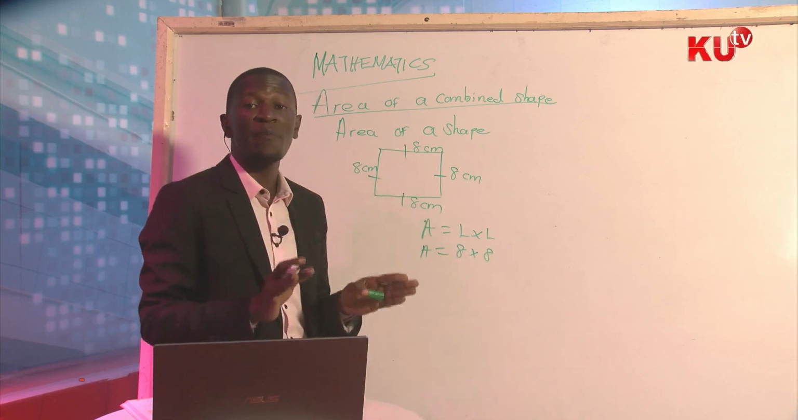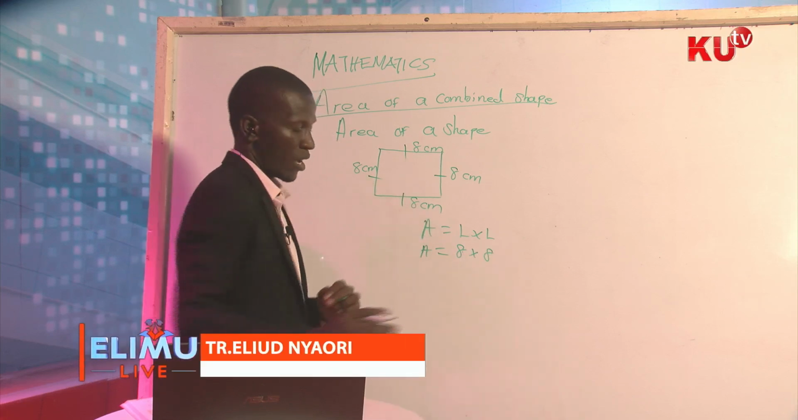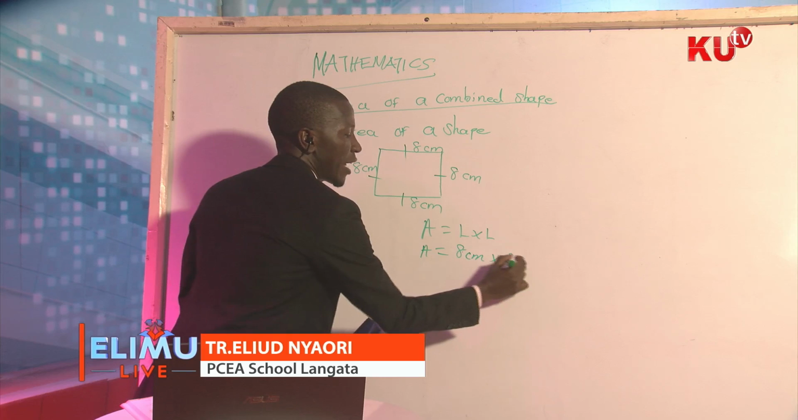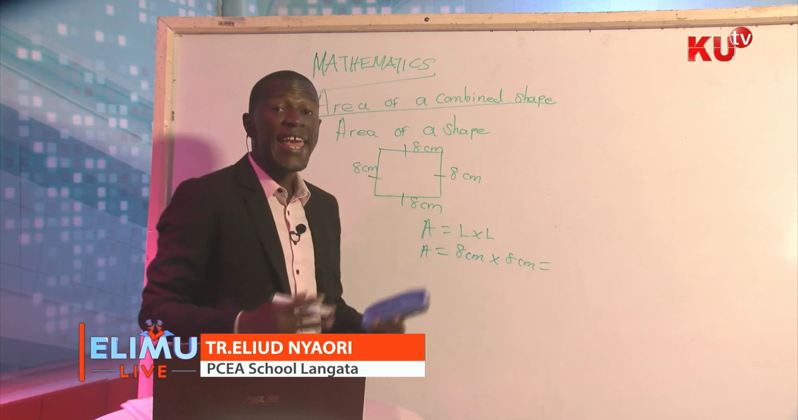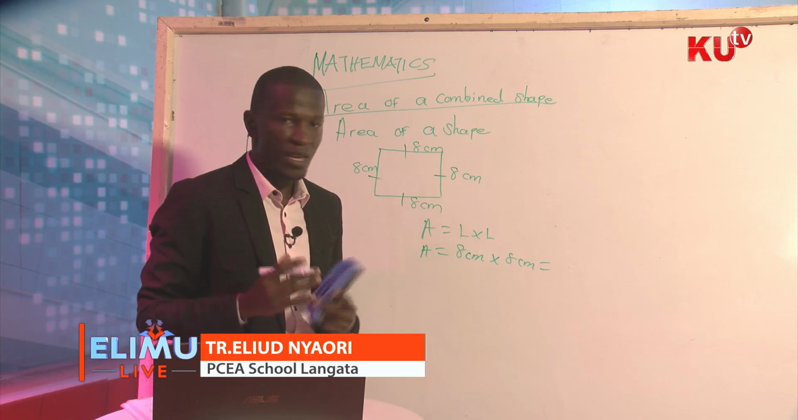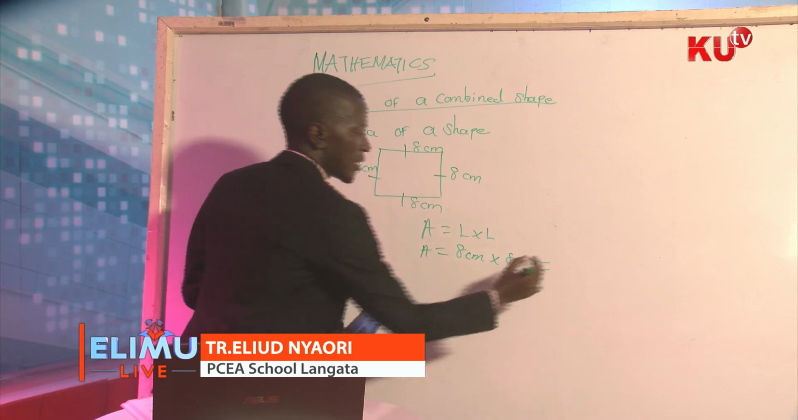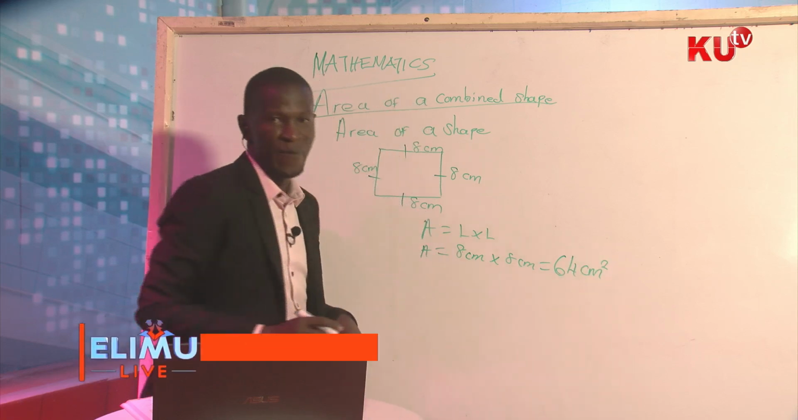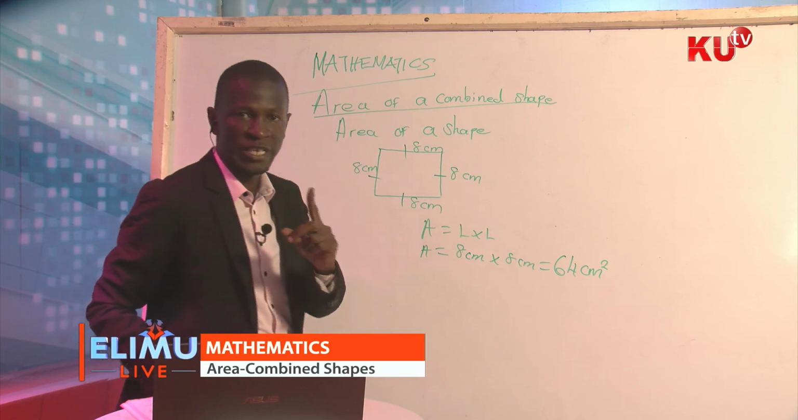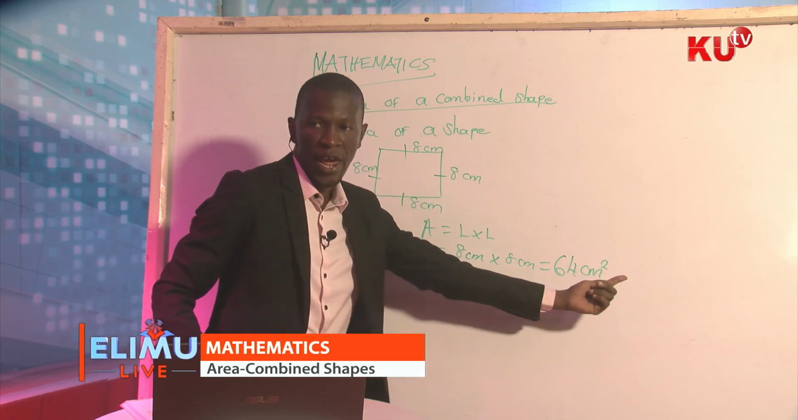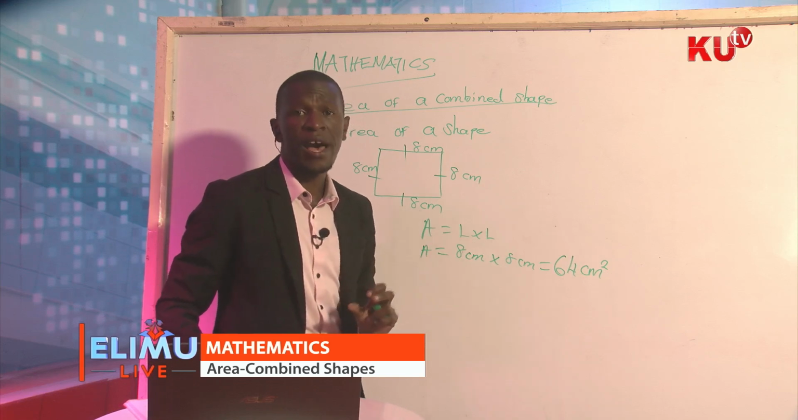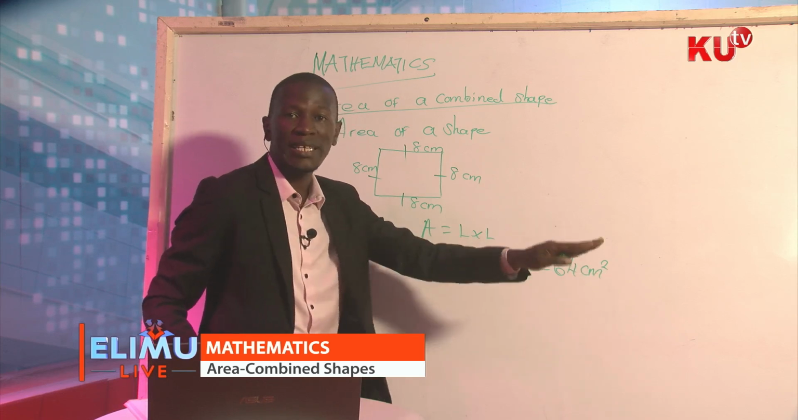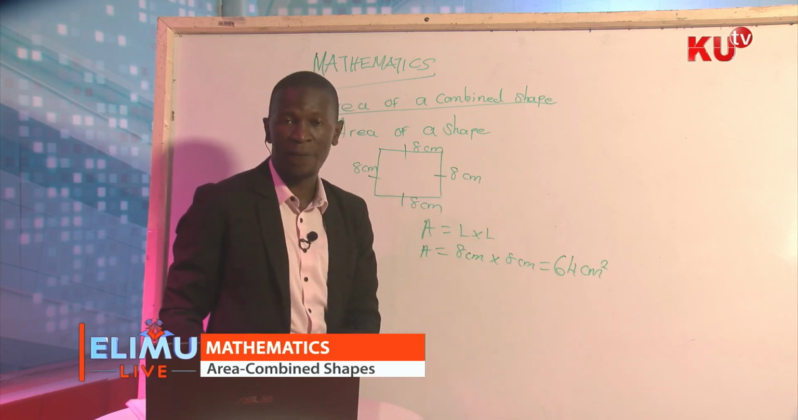And always remember the unit. So we can as well wrap this and say 8 centimeters times 8 centimeters. So what is 8 times 8? 8 times 8 is equal to 64 centimeters squared. Always remember the unit, centimeters squared, when you are finding out the area of any shape. It must be in square, whether meter square or centimeters squared.